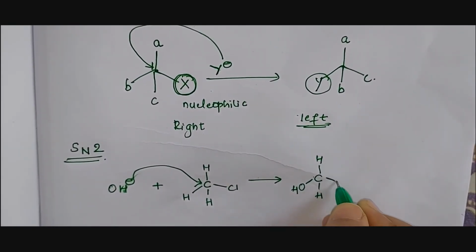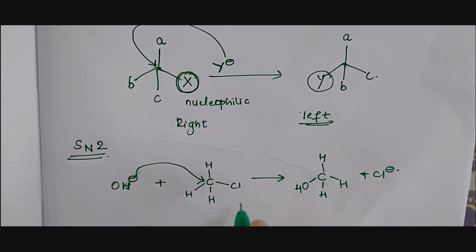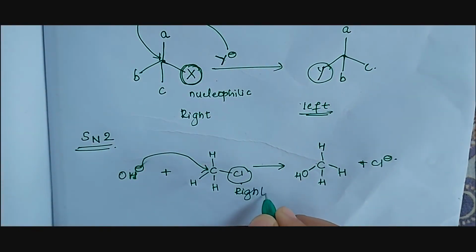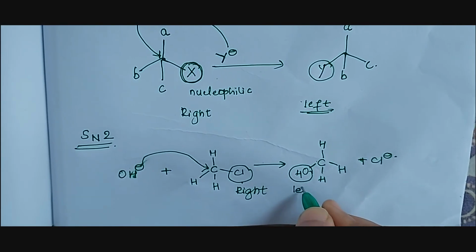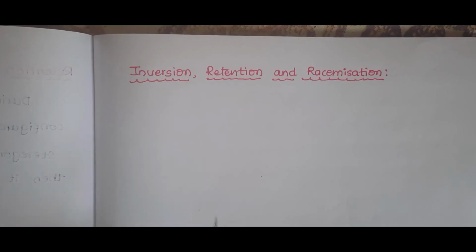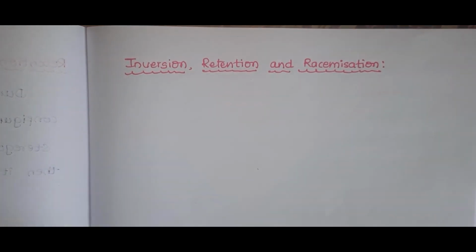Then H, H and Cl. So what do we observe here? Cl is present on which side of the reactant? It is present on the right side. Whereas OH is present on which side? OH is present on the left side of the product. So we observe the change in configuration. It is called as inversion. Let us discuss in detail inversion, retention and racemization.